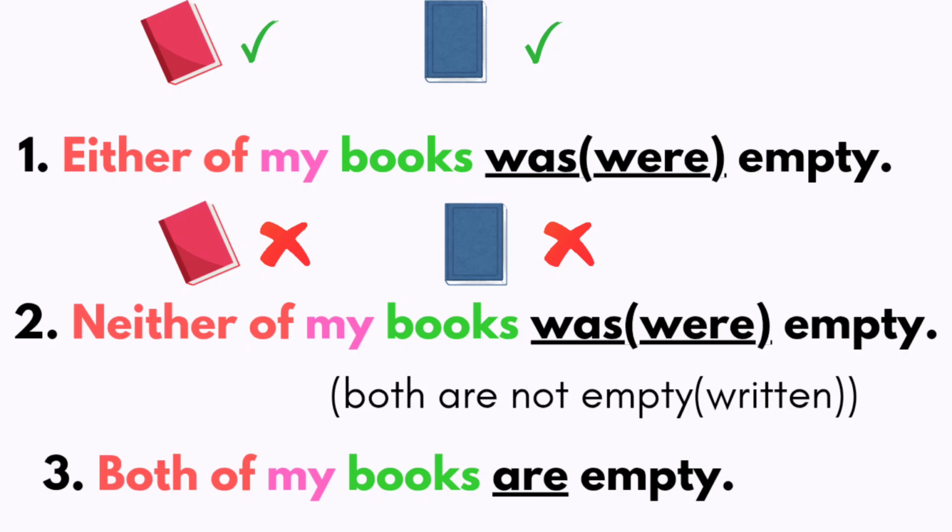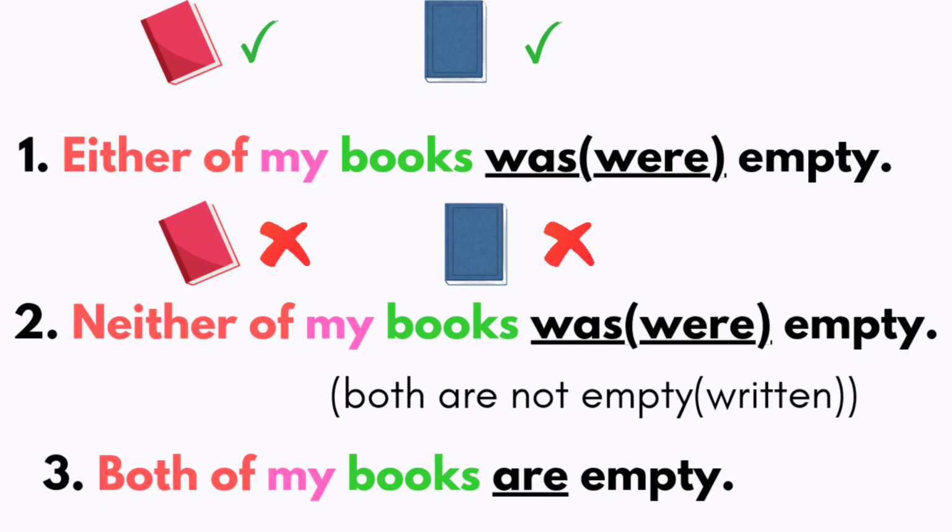Neither of my books was empty, or I can say neither of my books were empty. You can use either verb, okay? Singular verb or plural verb. Here the meaning is both are not empty, so they were already written, okay? Neither of my books was empty means those two books were already written, so I could not choose them.